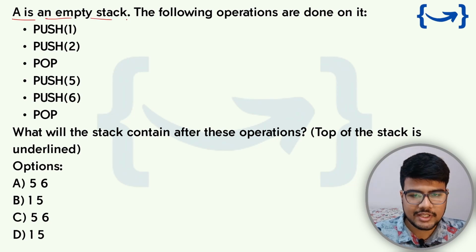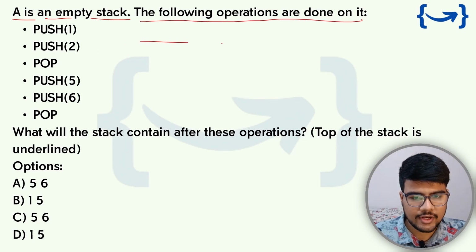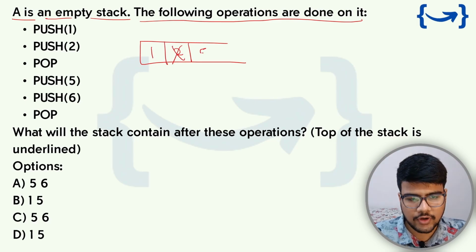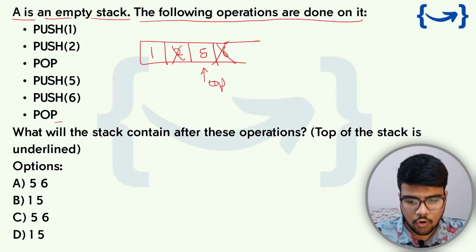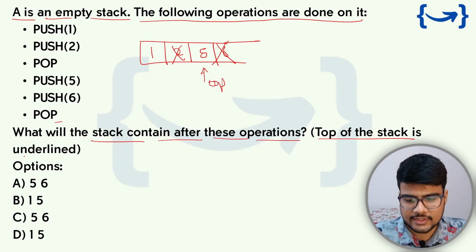Okay, A is an empty stack. The following operations are done on it. So we have an empty stack like this. A comes in, then 2 comes in, then 2 pops out, then 5 comes in, then 6 comes in. So pop 6, the topmost element would be popped out. So my current top is on 5. What will the stack contain after this operation? The top of the stack is underlined.